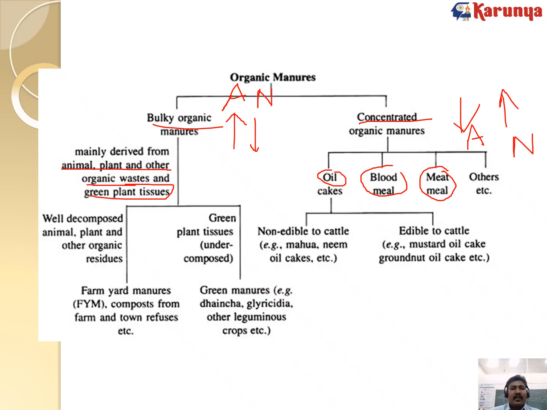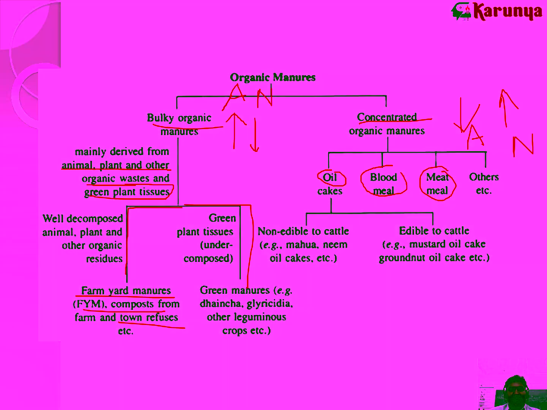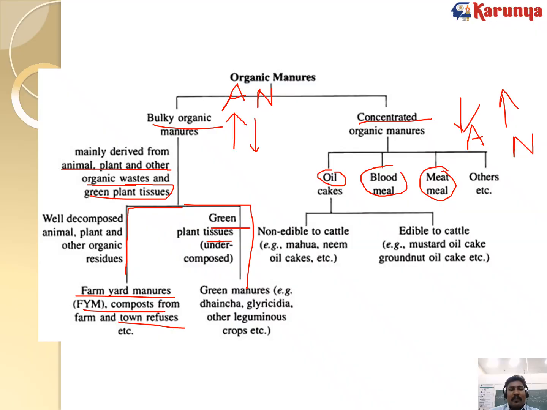Here you can see the further classification of bulky organic manure, which is classified into two types. Farmyard manure, compost, farm waste, and town refuse come under one category. On the other side, you can see green plant tissue, which is plant-based organic manure: green manure or green leaf manure, comprising dhaincha, gliricidia, and any pulse crops. These are available in large quantity, so they come under bulky organic manures.